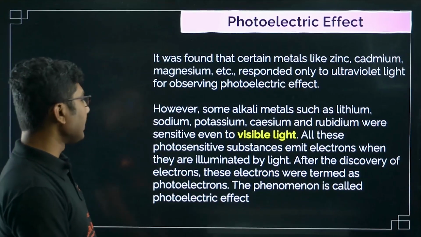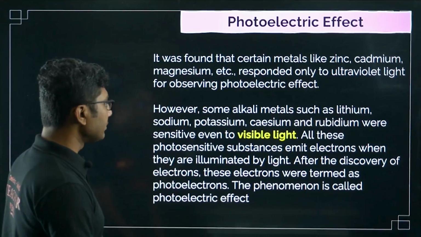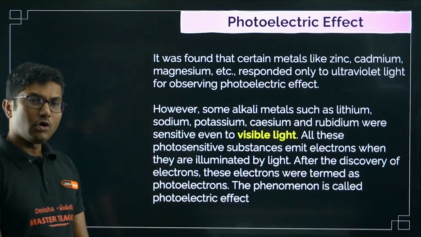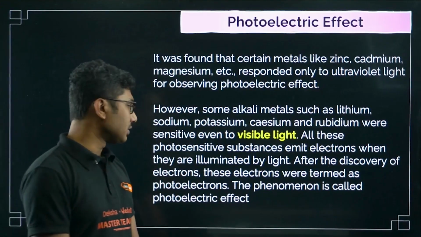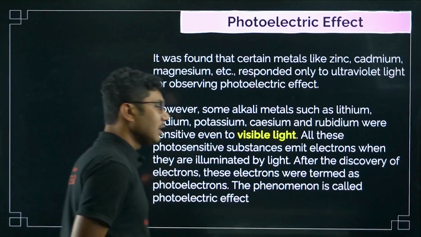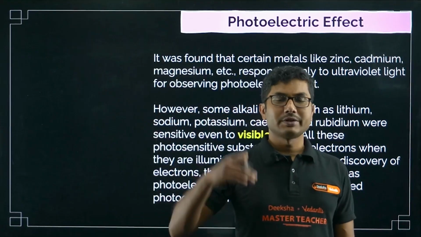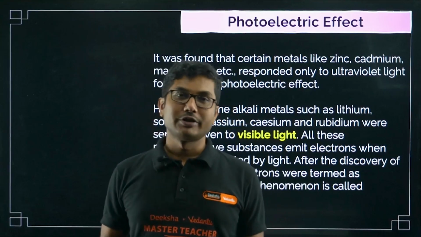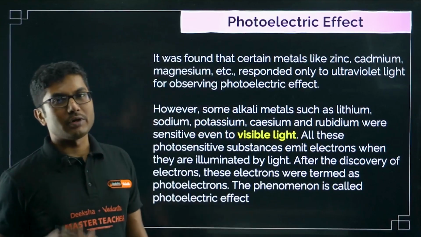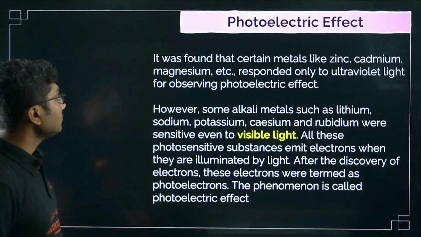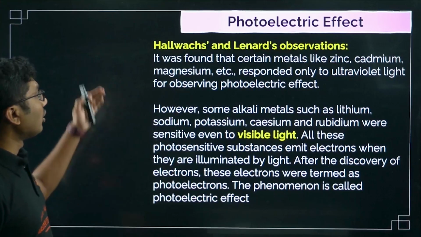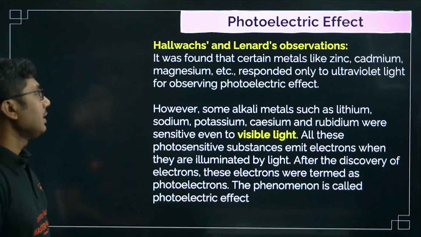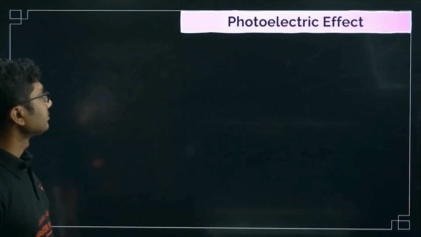After the discovery of electrons, these electrons were termed as photoelectrons. The phenomenon is called photoelectric effect. Obviously, photoelectric means, photo means light, electric means current, associated with current, so that's why it is called photoelectric effect. Now this is Hallwachs and Lenard's observation. Okay, now let's move on.